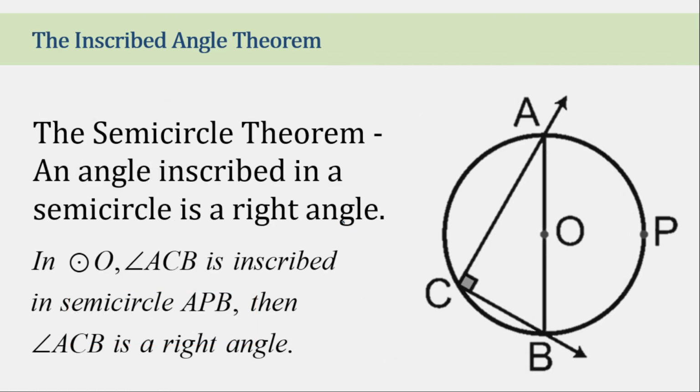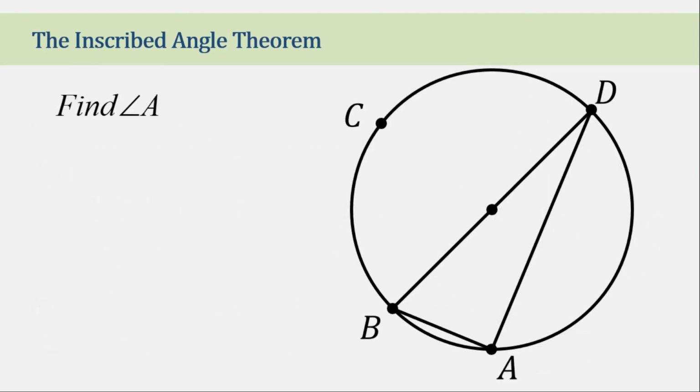Now there is another theorem inside the inscribed angle theorem, which is the semicircle theorem: an angle inscribed in a semicircle is a right angle. So meaning in circle O, ACB is inscribed in semicircle APB, then ACB is a right angle. It's actually obvious because if it is a semicircle, it measures 180. Then therefore the inscribed angle should measure 90 degrees by the inscribed angle theorem. So let's try to put this in an example.